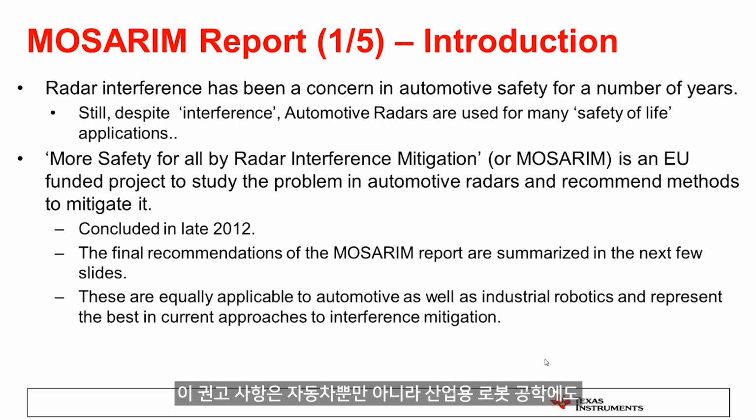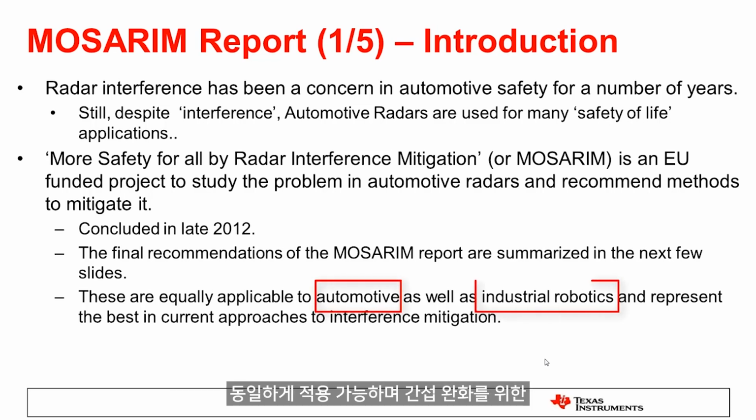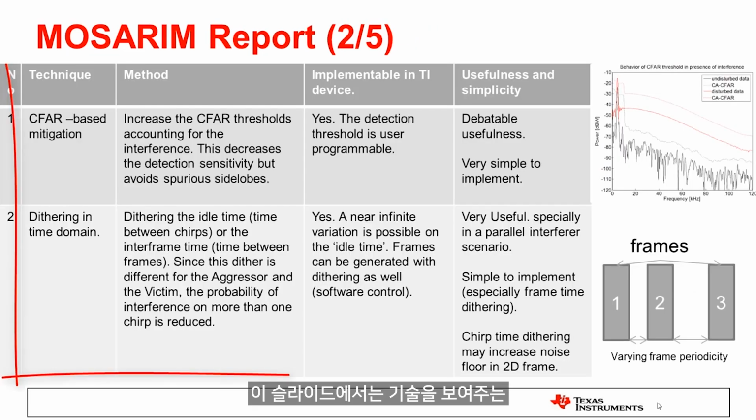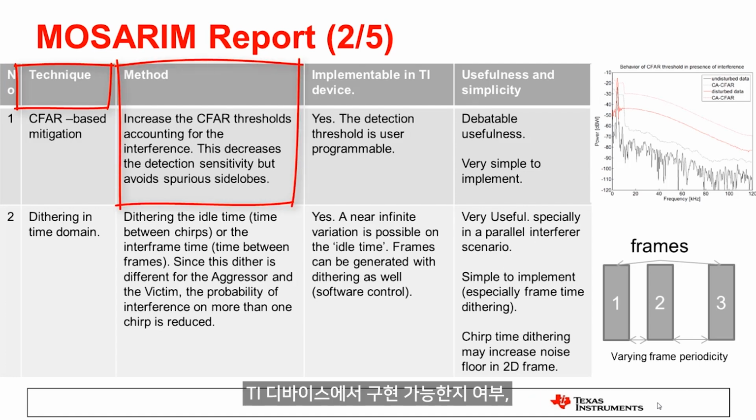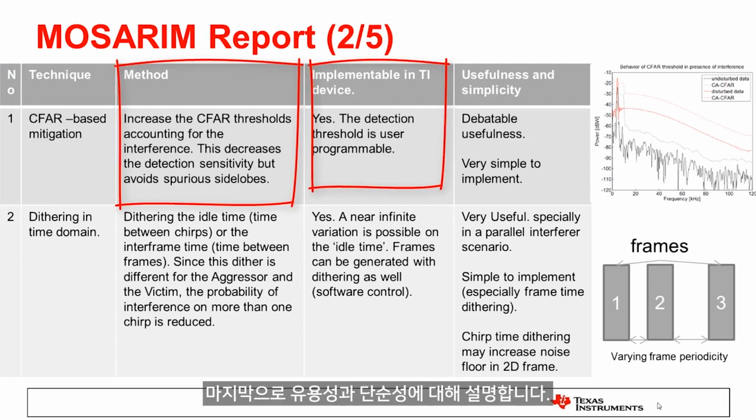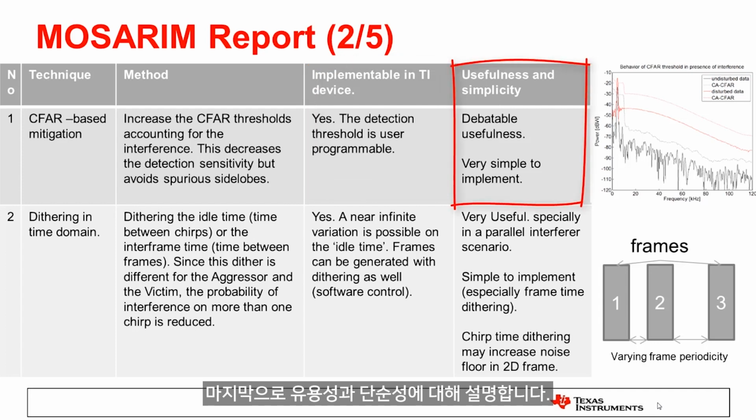The recommendations are equally applicable to automotive as well as industrial robotics and represent the best in current approaches to interference mitigation. In this slide, we present a table showing the technique, followed by a brief description of the technique, and then whether it is implementable in TI devices, and finally its usefulness and simplicity.